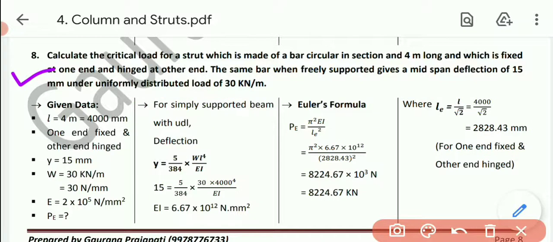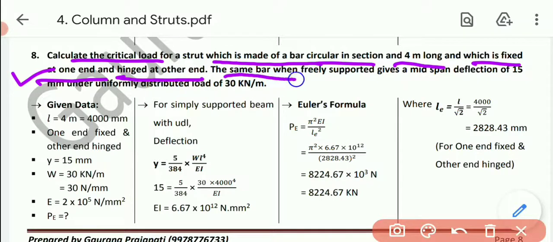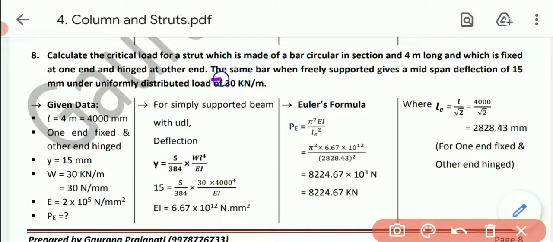Now example number 8. Calculate the critical load for a strut which is made of a bar of circular section. One more time, circular section is there, length 4 meter, which is fixed at one end and hinged at the other end. The condition is given with respect to length, no problem with that. The same bar when freely supported gives a mid-span deflection of 15 mm.